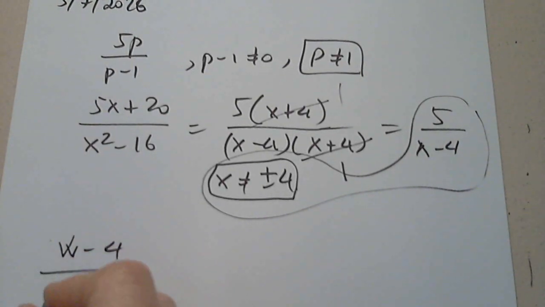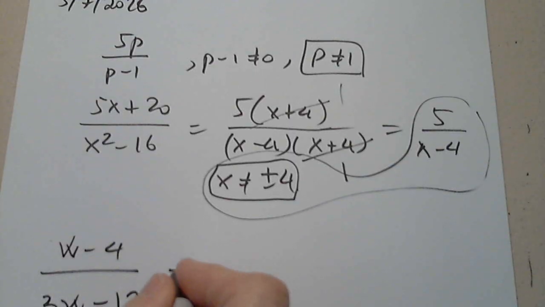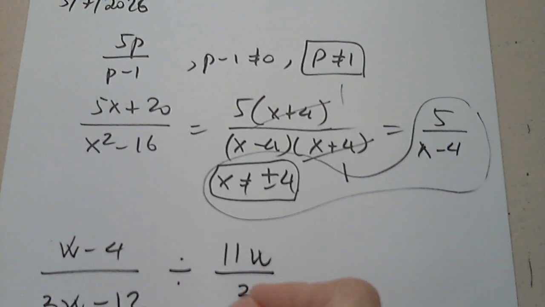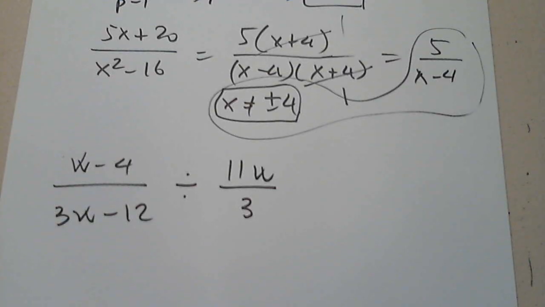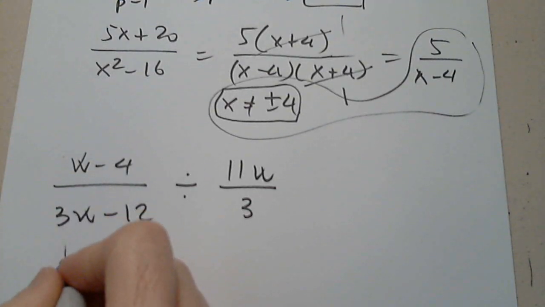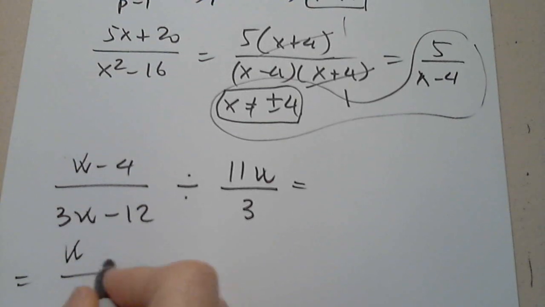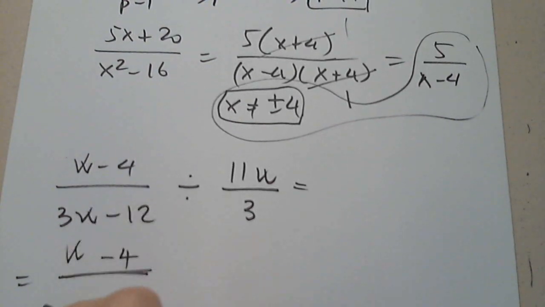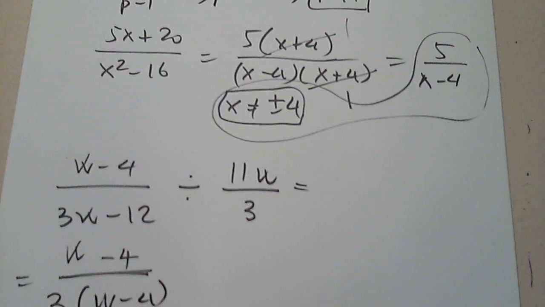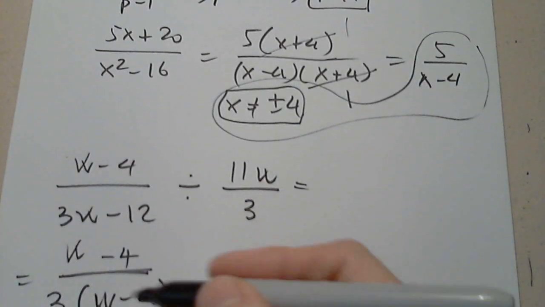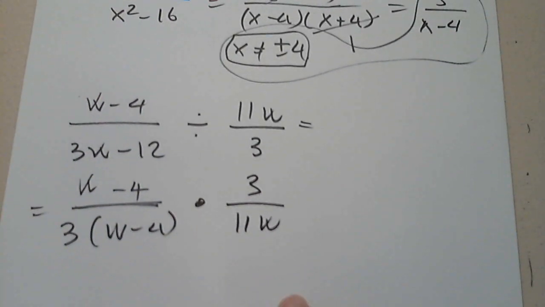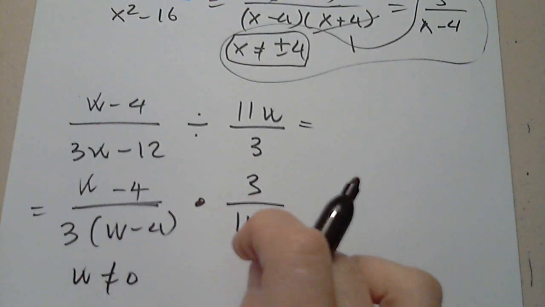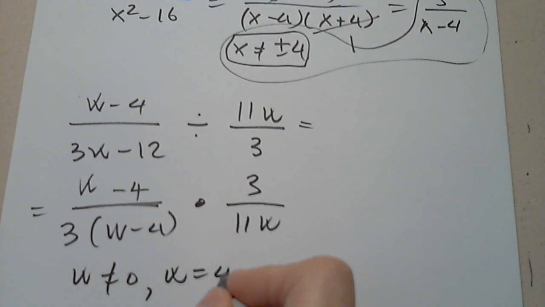W minus 4 divided by 3w minus 12, and divided by 11w over 3. I wasn't sure why this creates a problem, but maybe you can tell me why. So w minus 4 has to stay as w minus 4. There is nothing I can do to it. But the denominator is 3w minus 12. And then I flip this because I have to multiply by 3 over 11w. I will have to state that w cannot be 0 and w cannot be 4 from here.